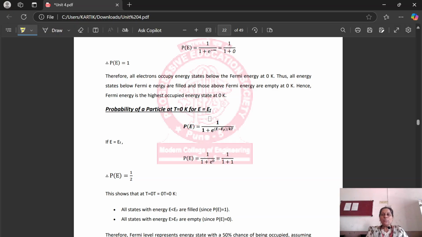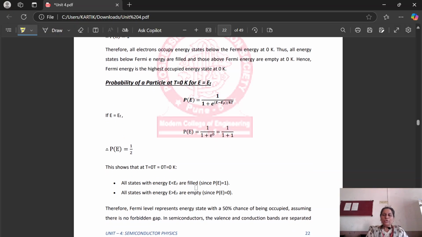So P is equal to 1 upon 1 plus e raised to (E minus EF) upon kT. Right? So since E is equal to EF, that comes out to be e raised to 0, and therefore probability is equal to 1 upon 1 plus e raised to 0, which is nothing but 1 by 2. So the probability of finding the particle at E equal to EF comes out to be 1/2.